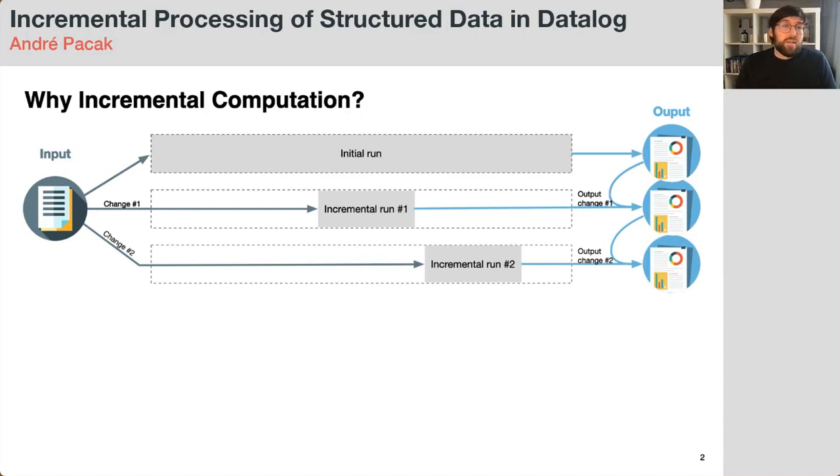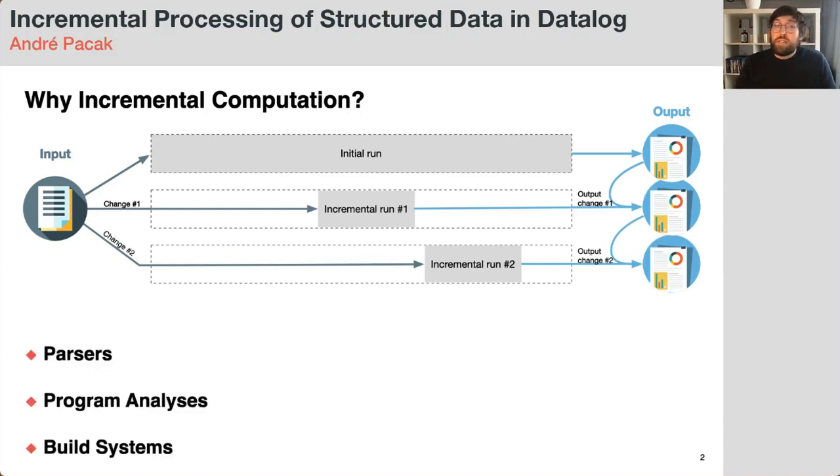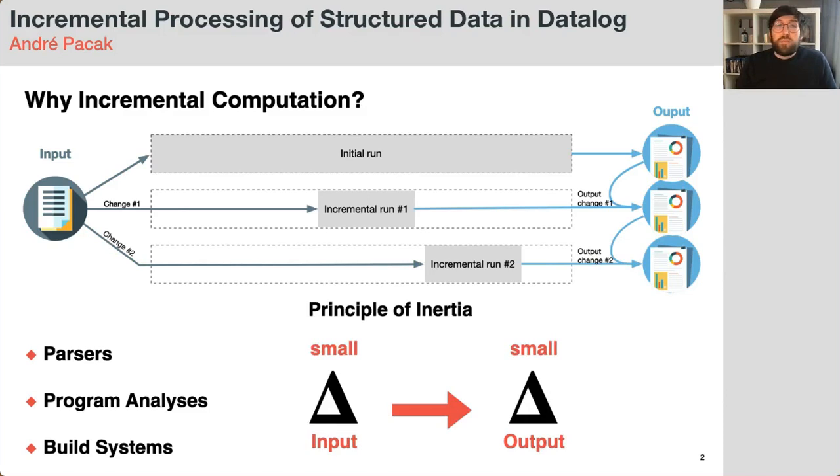Examples for incremental computations are incremental parsers, incremental program analysis, and incremental build systems. These computations follow the principle of inertia, meaning that a small change of the input of the program results in a small change of the output of the program.